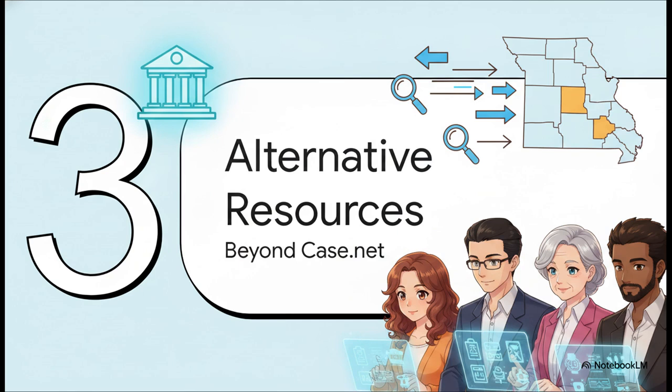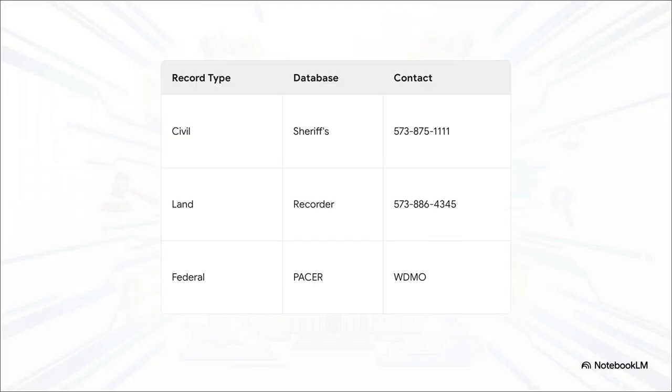All right, let's dive into Section 3, Alternative Free Resources. As great as Case.net is, it doesn't hold everything. You really need a cheat sheet for specific types of records. For example, for civil evictions or subpoenas, you'll want to check the Boone County Sheriff's database. For property deeds and marriage licenses, head over to the Recorder of Deeds. And if a case goes federal, like a bankruptcy filing, you're going to need to use the federal PACER system through the Western District of Missouri.